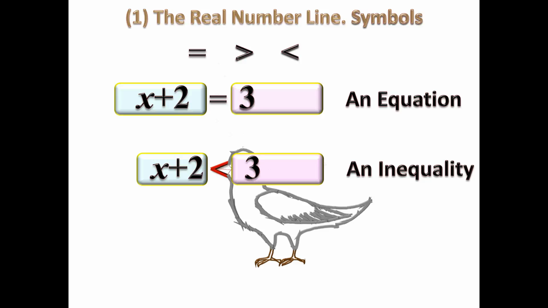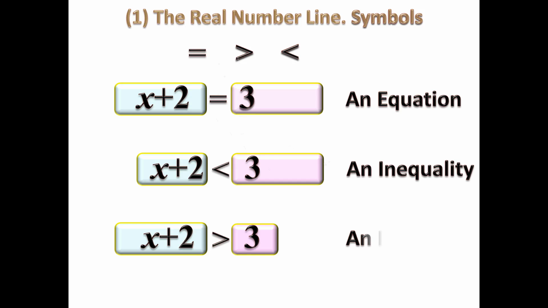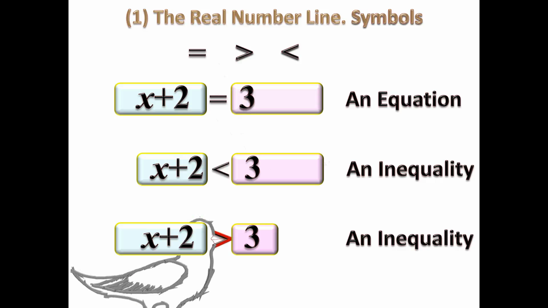Yep. What would happen if the right expression is smaller than the left one? Okay, then we will have another inequality. And our expert helps us to read it. Yeah, x and positive 2, or x plus 2, is greater than 3. Sure.